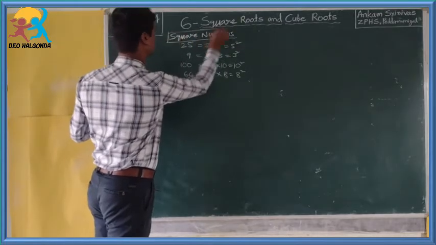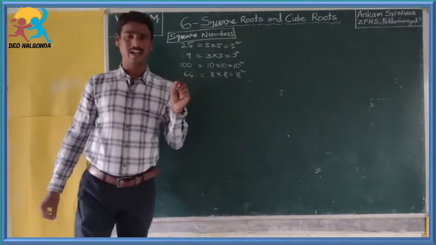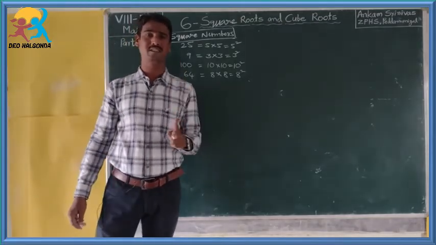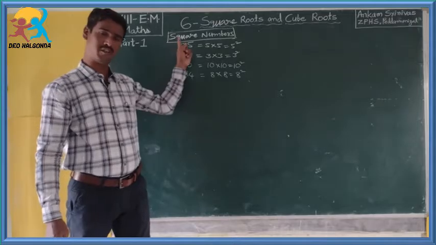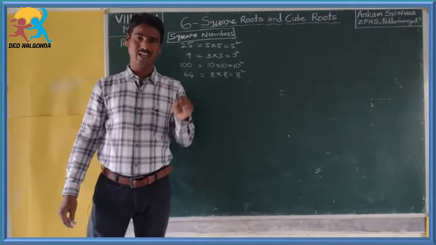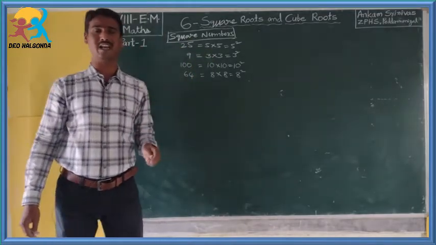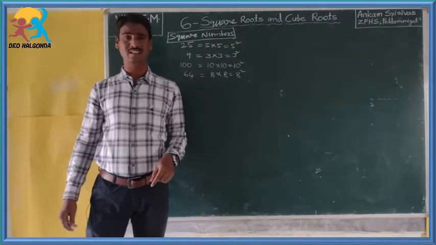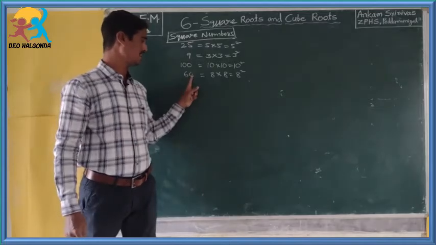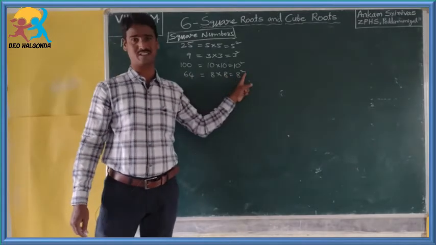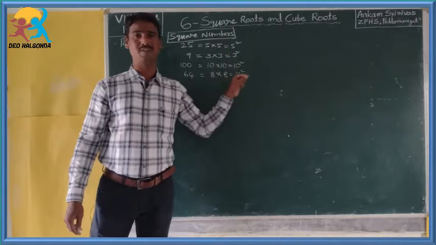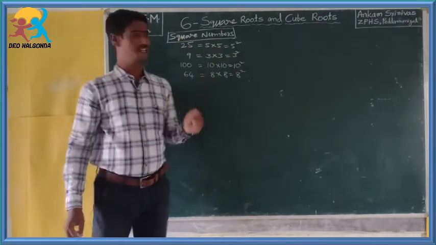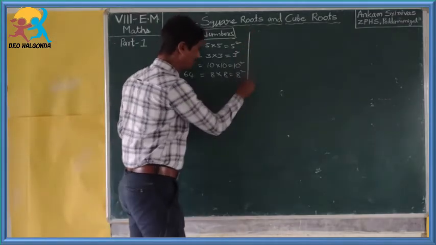What is the meaning of square numbers? An integer which can be written as the product of two same numbers is called a square number, or an integer which can be written as the square of another integer. That means 64 is written as 8 square. So that type of number is known as a square number. Now see some more examples.